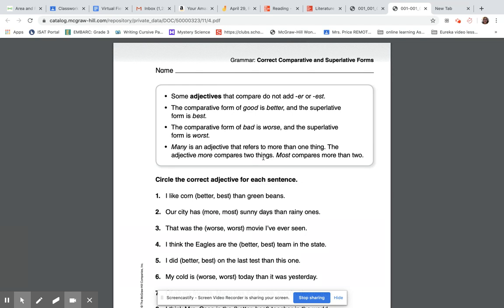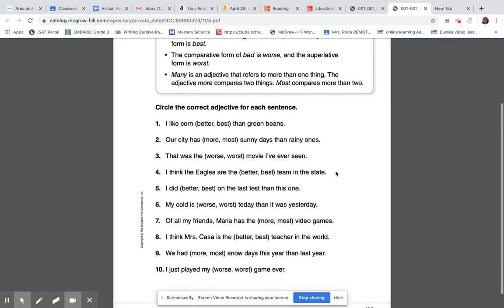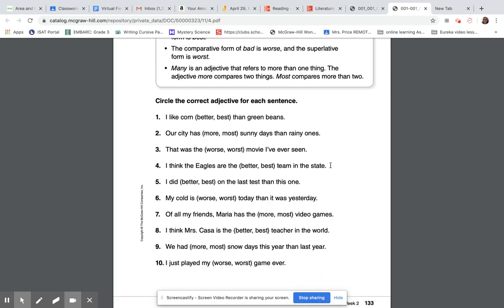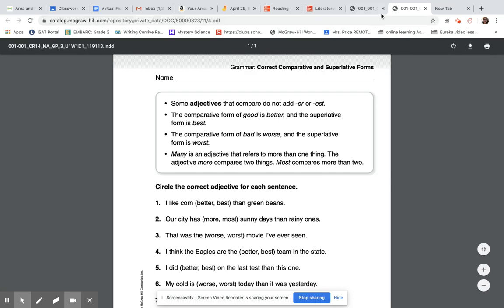So many is an adjective that refers to more than one thing. The adjective more compares two things. Most compares more than two things. So now you're going to look at this, and this is a lot like the paper that we did yesterday when we were doing ER and EST. But this one you're going to compare the comparison words and see which one fits best into the sentence. And remember, is it comparing two or is it comparing more than two? So that's what we'll be doing for grammar.